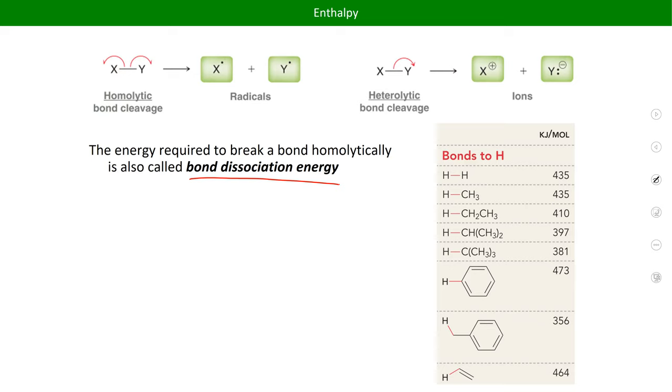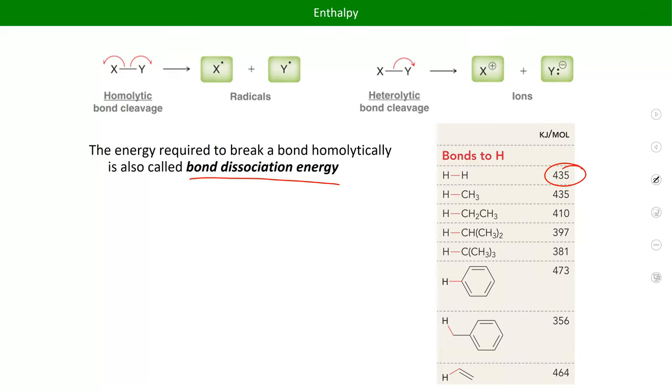If we know that when a hydrogen bonds to a hydrogen, it gives off 435 kilojoules per mole, or a carbon or hydrogen to a carbon is 435 kilojoules per mole, we can essentially just sum up all of the total bonds for the entire molecule and get an idea of how much energy is stored in the bonds for the entire molecule. And it also gives us a way that we can estimate delta H for a reaction by just looking at what bonds are breaking, what bonds are forming.